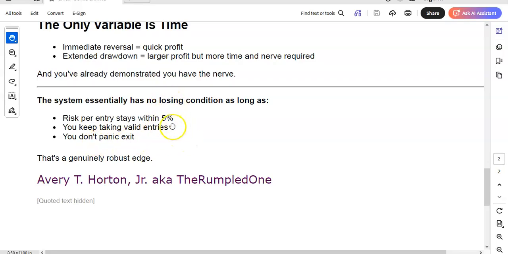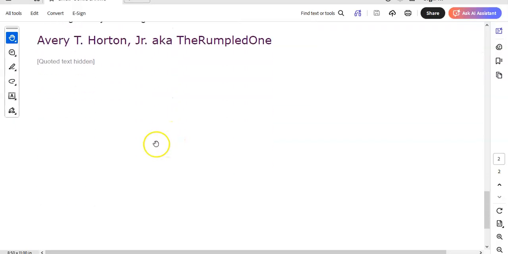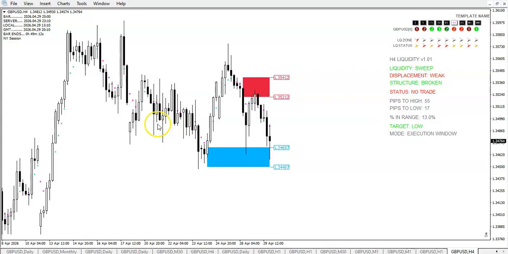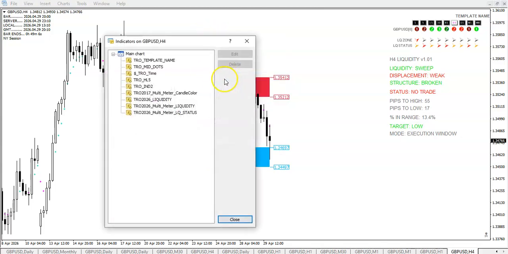5%, where'd that come from? That was from Dragon years ago, I guess over a decade ago. He says if you lose 5% each time, it takes you 20 trades to drain your account. And you think you're going to lose 20 times in a row? Hopefully not. Hopefully not.